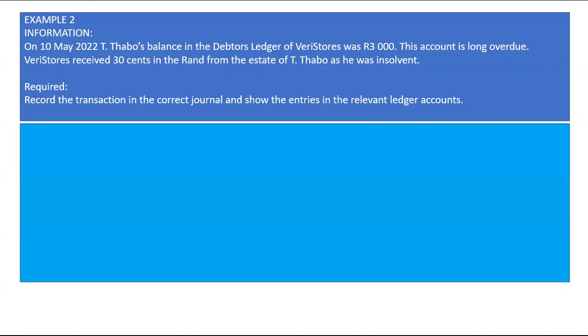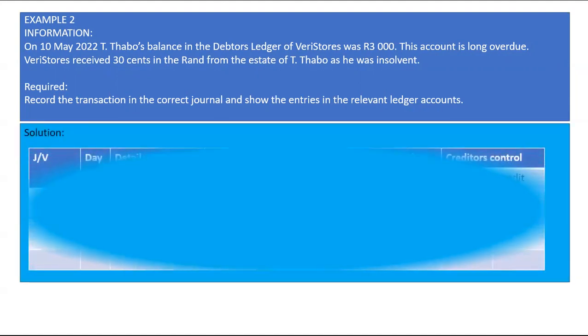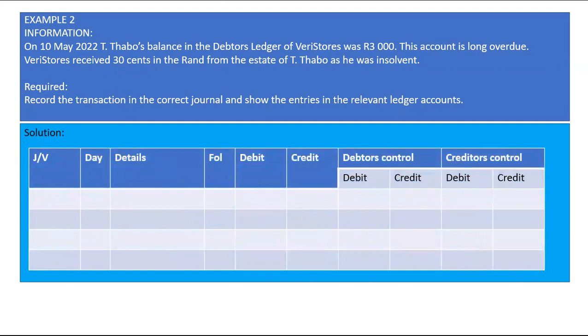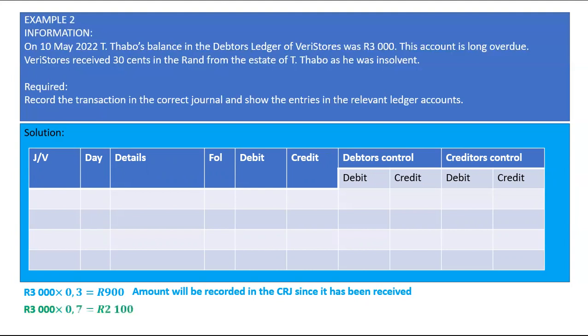Now let's just do a quick calculation. I will start by recording this in the general journal. My quick calculation is to take that 3,000 times 30%, which is 0.3. It'll give me 900. That 900, I have received it. Therefore, it will be recorded in the CRJ. The balance, which is 0.7, that's the one that we need to write off. And 70% of 3,000 will give us 2,100. That 2,100, we must write off as bad debts in the general journal.